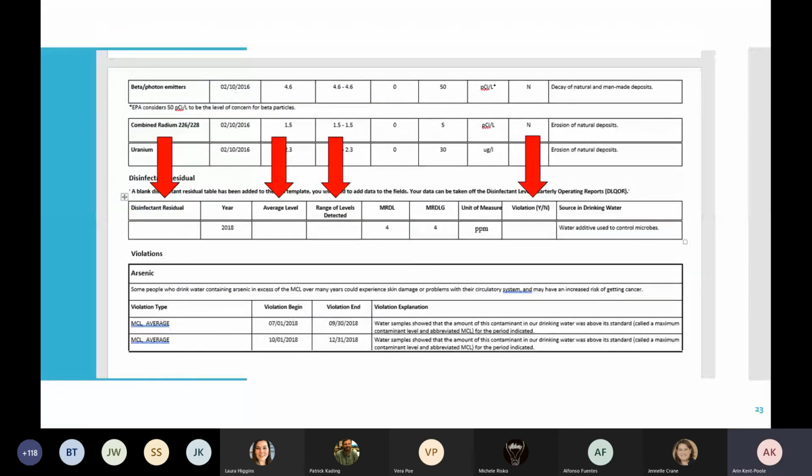All systems will need to fill out the disinfectant residual table in the CCR. The values that need to be added can be found in your disinfectant level quarterly operating report if you have a groundwater system, or your surface water monthly operating report if you have a surface water system. Be sure to fill out the type of disinfectant residual used by your system, the yearly average level, the range of levels detected, the unit of measure, and whether there was an MCL violation. All the required fields are indicated by the red arrows.